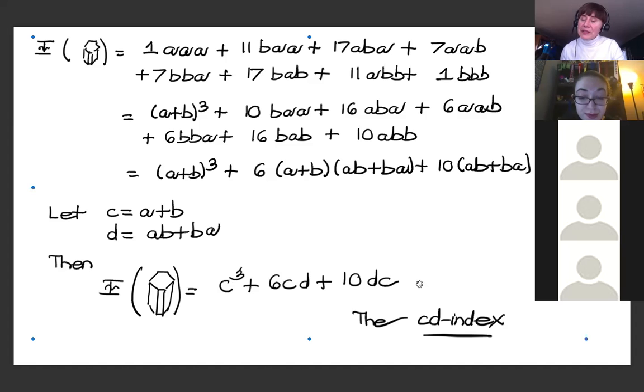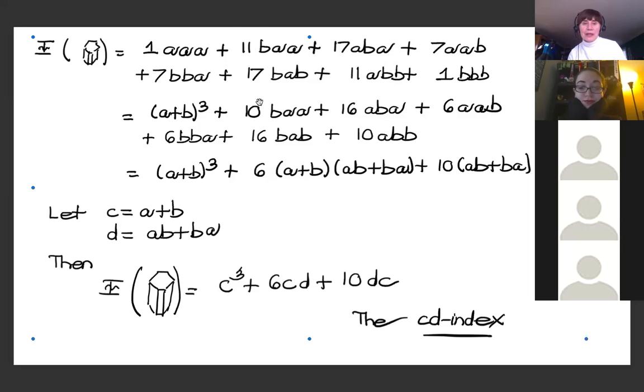So one thing to notice is, okay, we have this thing. Can we actually go back and get the flag H and flag F information? The answer is yeah. If you're given the CD index of a polytope, you just replace the C with A plus B and any D with AB plus BA. So you can get back by multiplying this all out. So you get back to flag H.